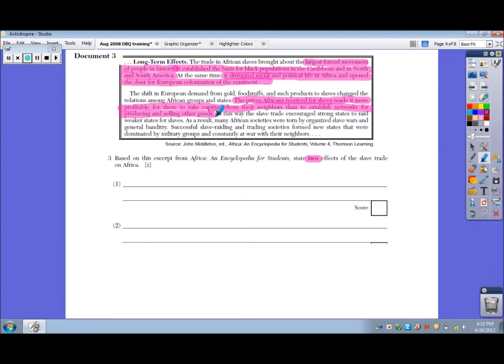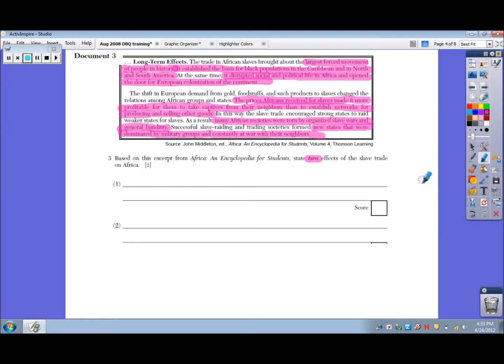You can go on, and it goes, in this way the slave trade encouraged strong states to raid weaker states for slaves. As a result, many African societies were torn by organized slave wars and general banditry. Successful slave trade raiding and trading societies formed new states that were dominated by military groups and constantly at war with their neighbors. So there's a ton of information here.